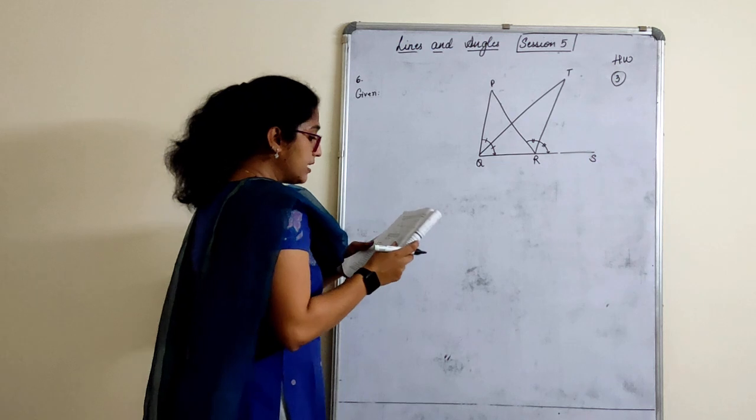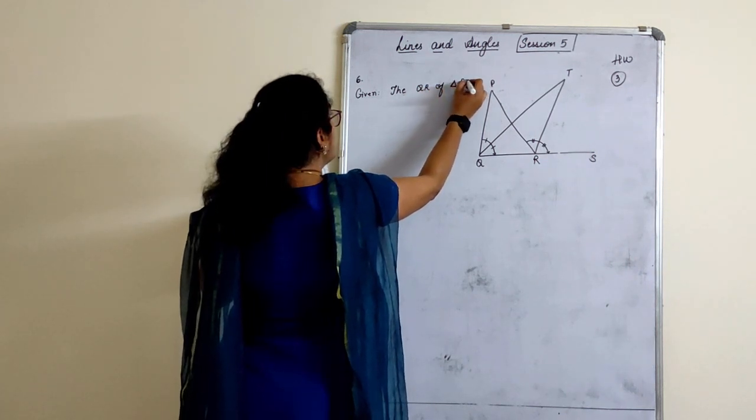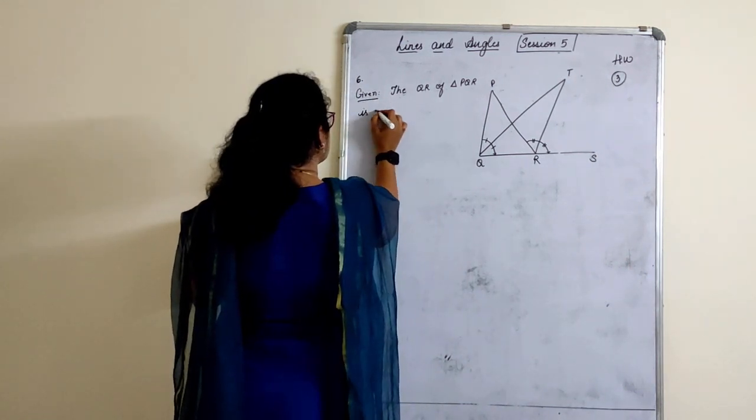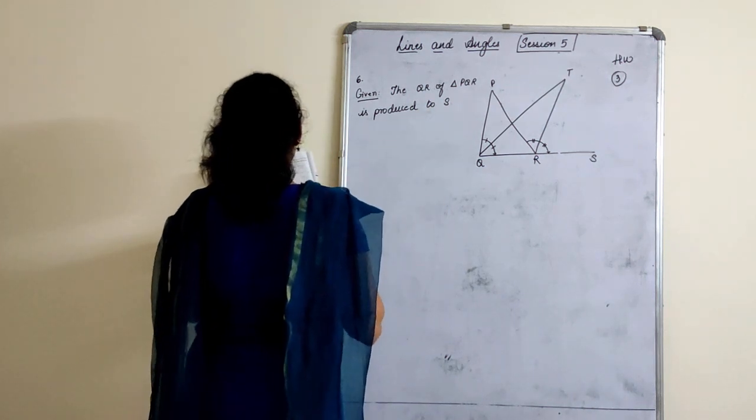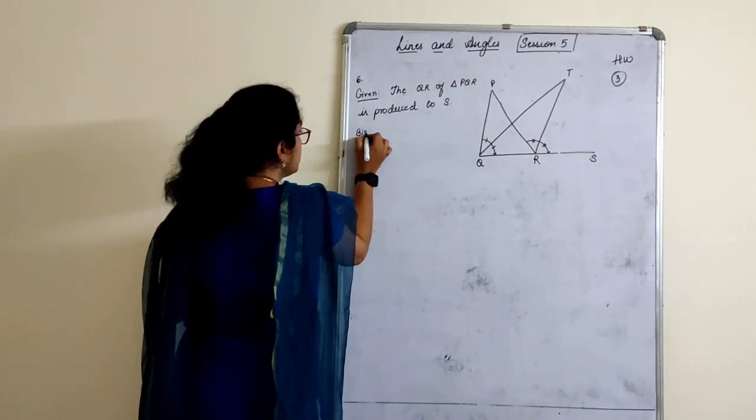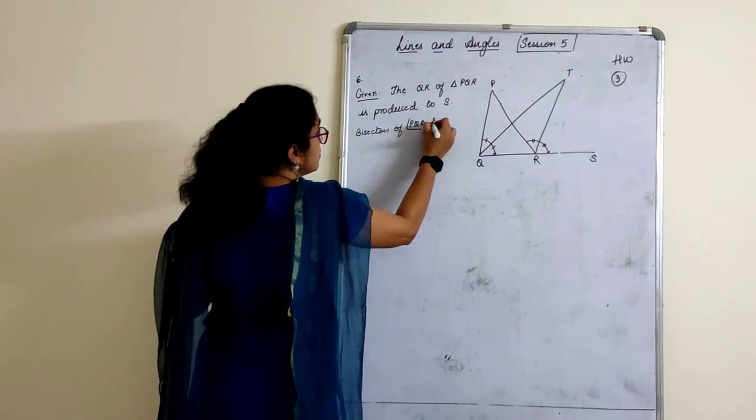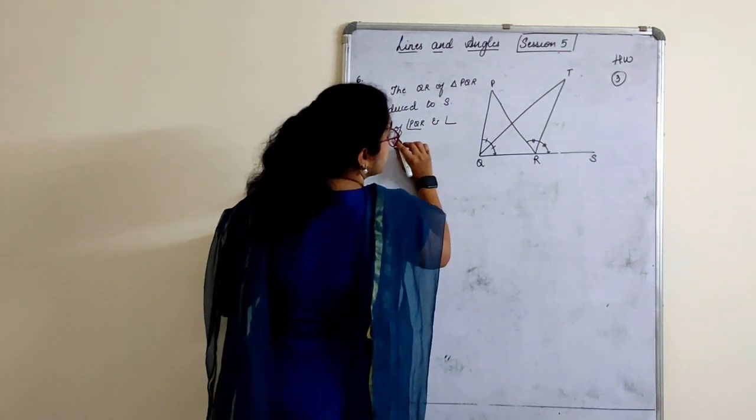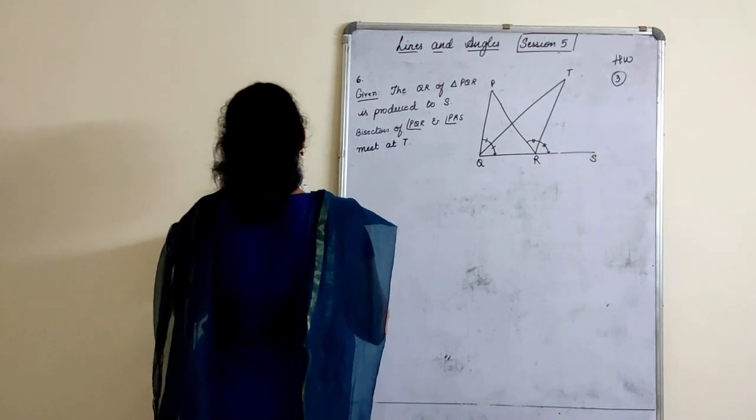What is given? Write the same thing. The side QR of triangle PQR is produced to S, then if the bisectors of PQR and PRS, see the bisector is this line, this bisector is this line, meet at T. That's all given.